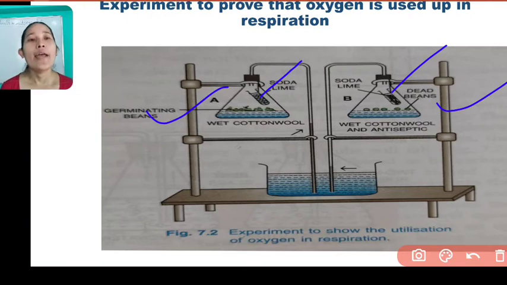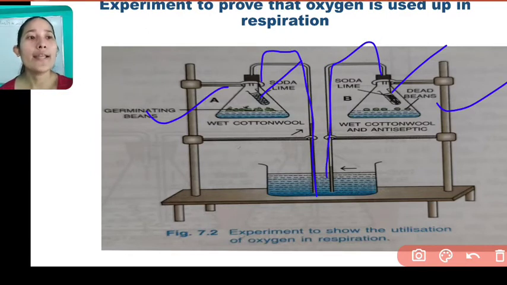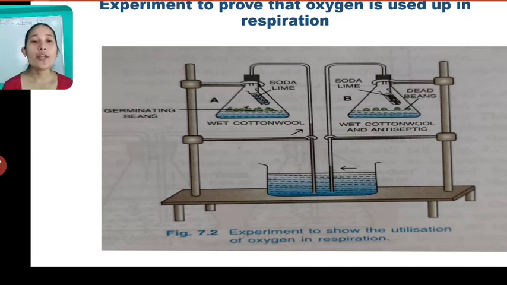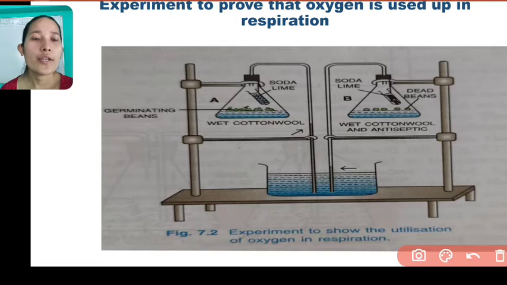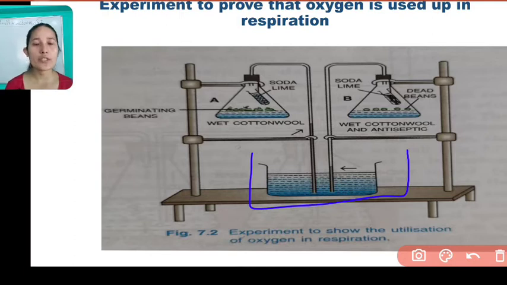Now you have two delivery tubes coming out of setup A and setup B. That delivery tube is connected to a container. You can see a container which is filled with water. This is your experimental setup. You keep this for a few days.